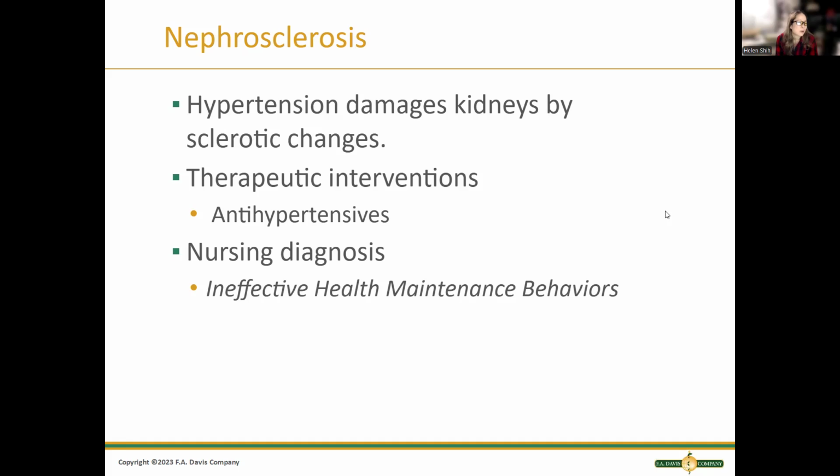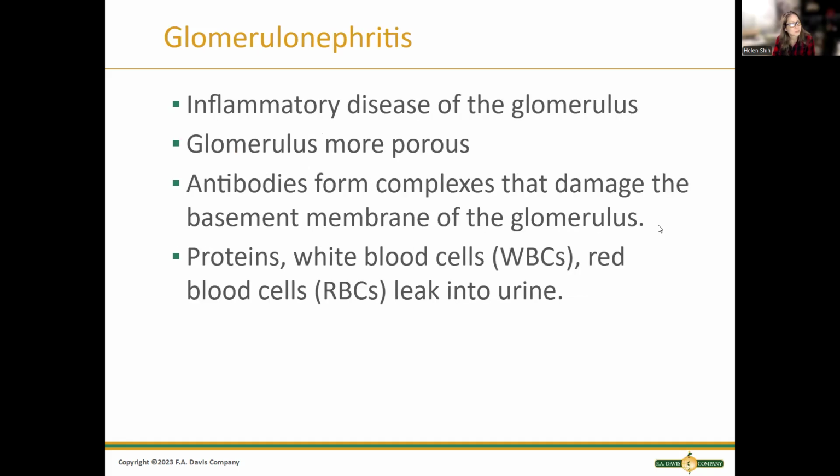So the therapeutic intervention for nephrosclerosis is to give them antihypertensives to manage their blood pressure. And the nursing diagnosis that we have for nephrosclerosis is ineffective health maintenance behaviors. And between you and me, I don't think nephrosclerosis is on exam 3, if I remember correctly. Glomerulonephritis will show up on the exam.